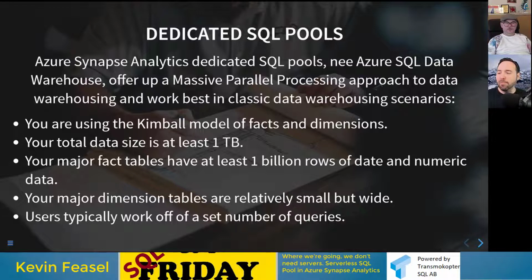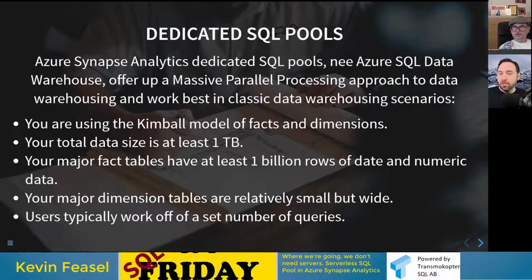Not always, but probably. Also, you'll want to have fact tables with at the very minimum 1 million rows, ideally 60 million rows, and ideally a much larger number. If you partition yearly and you have 4 years' worth of data, at least 240 million. Their rule of thumb is if you've got one fact table with 1 billion rows, you're probably a good candidate for a dedicated SQL pool.